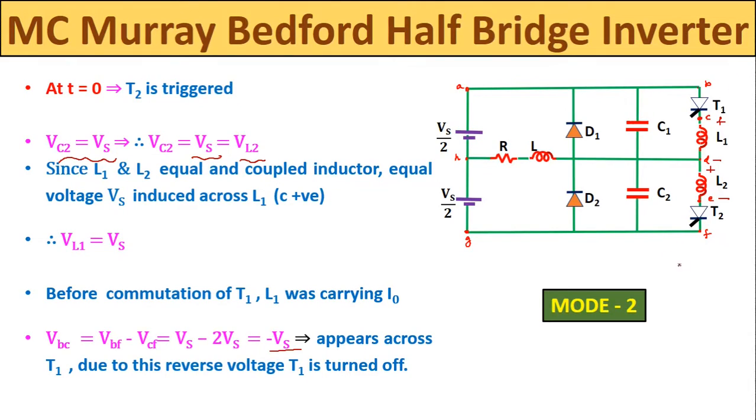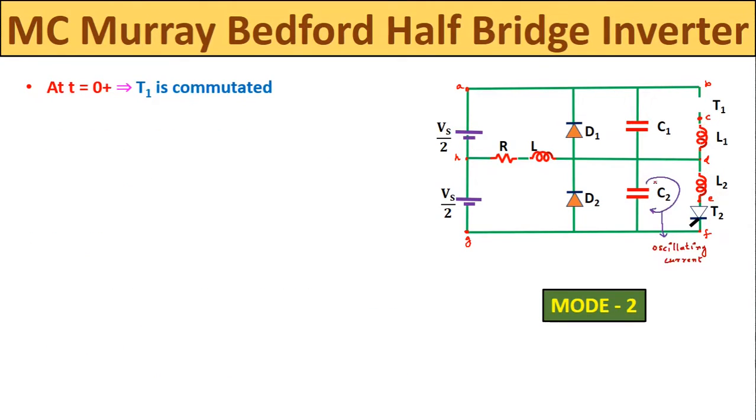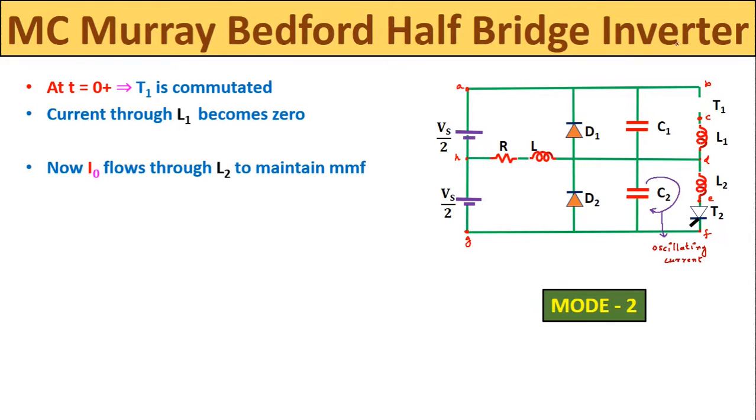and this voltage will appear across the T1 thyristor as soon as this T2 thyristor starts conducting, and this voltage of minus Vs will be reverse bias voltage for T1, and T1 will go into the off condition. Now at time t is equal to 0 plus, this T1 thyristor will go into the off condition, that means it will be commutated. So now the current through the L1 inductor becomes 0 as this T1 thyristor goes into the off condition. Now as soon as this T1 thyristor goes into the off condition, the load current starts flowing through the L2 inductor to maintain the magnetomotive force, that is MMF, in the coupled inductors.